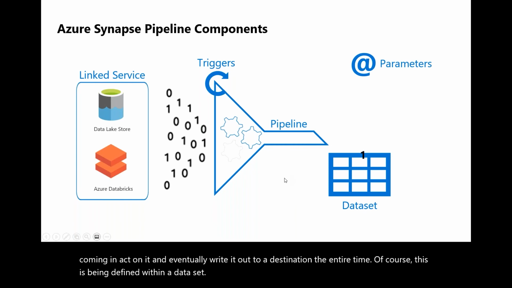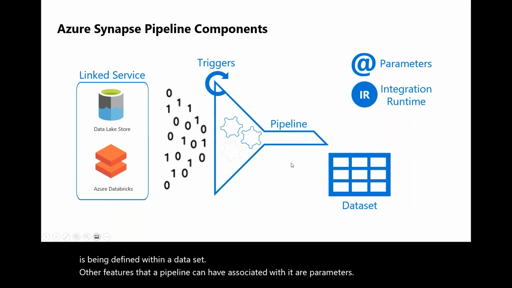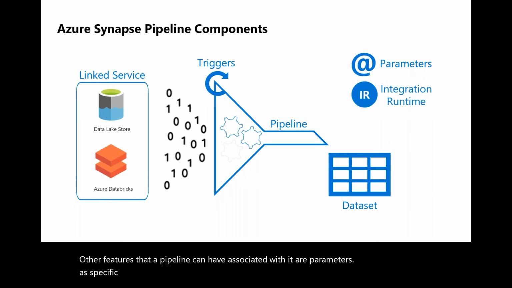Other features that a pipeline can have associated with it are parameters and a specific runtime environment, an integration runtime, whether it's cloud only or on-premises; it can be both.